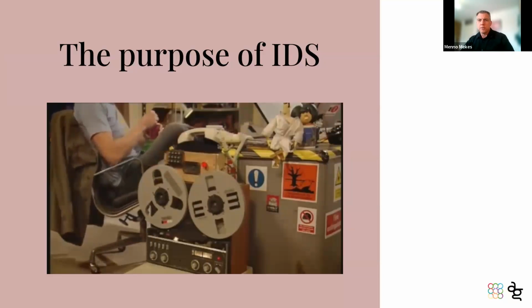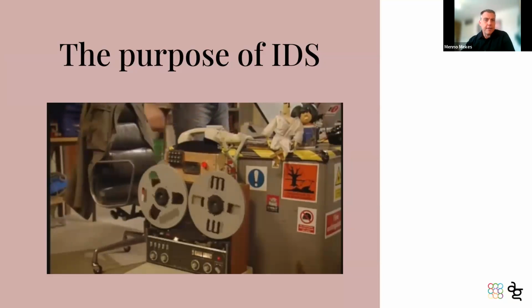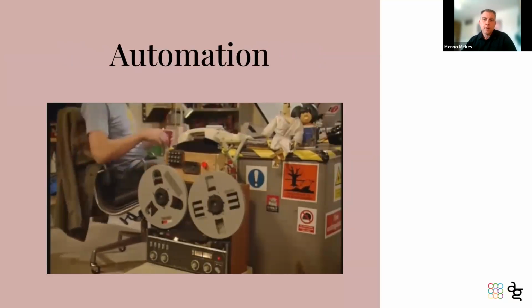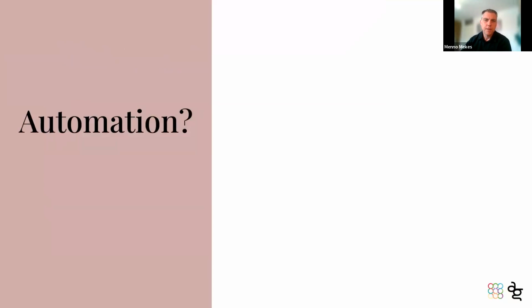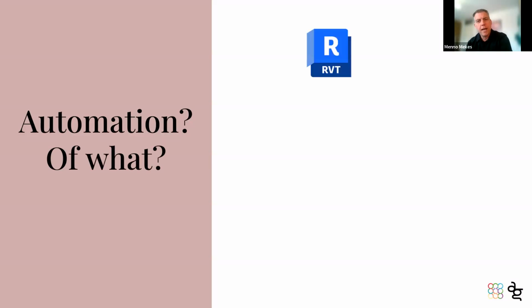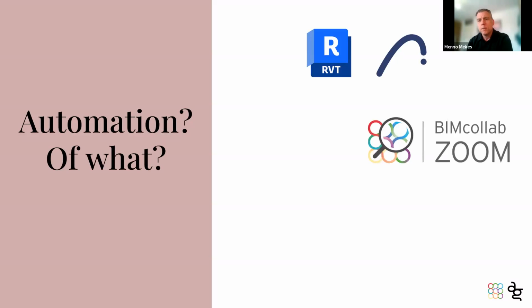So what is the purpose of our IDS? That is, of course, automation. But automation of what? You see, I model in Revit. My colleague architects we work with on the same project, they work in Archicad. I check in BIM Club Zoom.